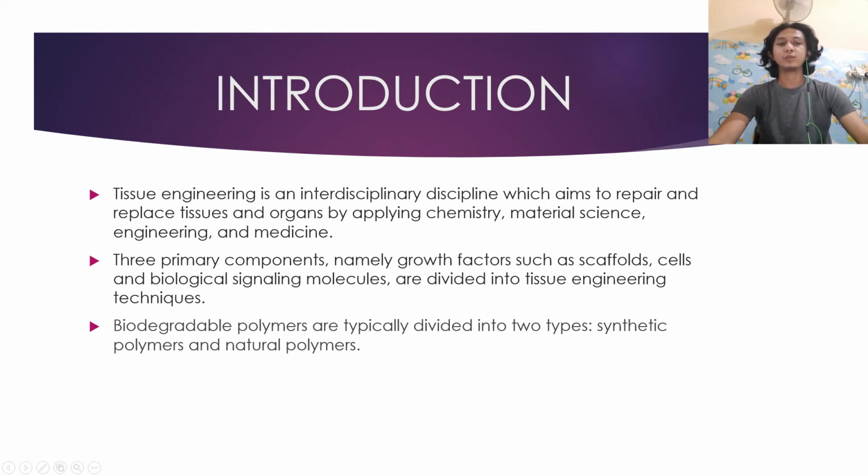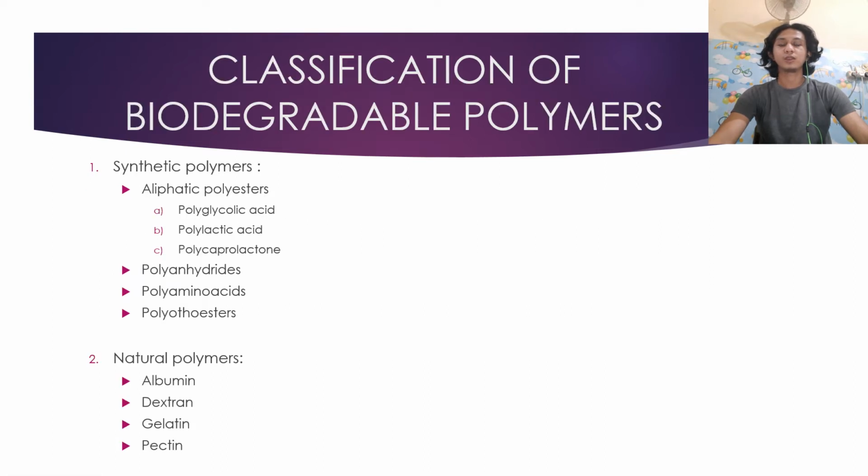Biodegradable polymers are typically divided into two types, which are synthetic polymers and natural polymers. This is the classification of biodegradable polymers. The first one, synthetic polymers. In synthetic polymers, we have aliphatic polyester, polyanhydrides, polyamino acids, polyorthoesters, while natural polymers, we have albumin, dextran, gelatin, pectin.